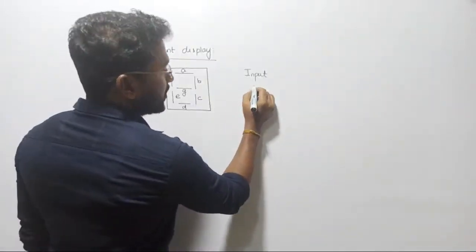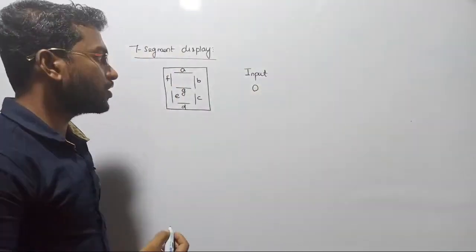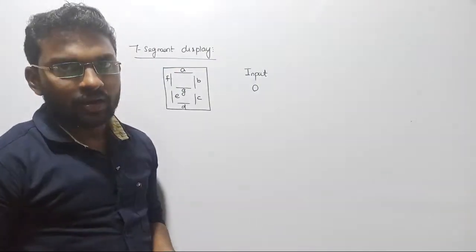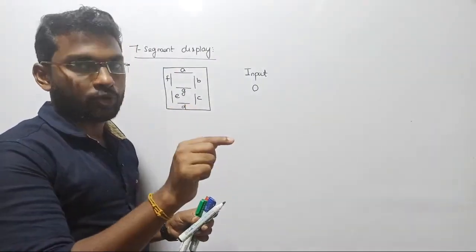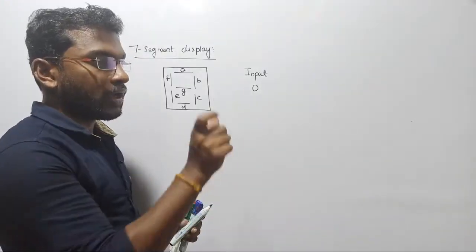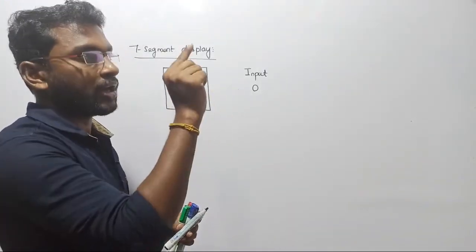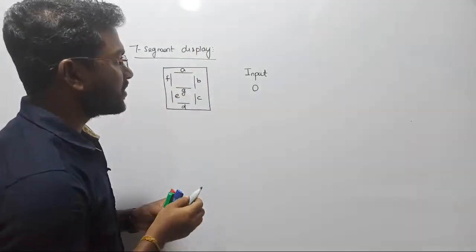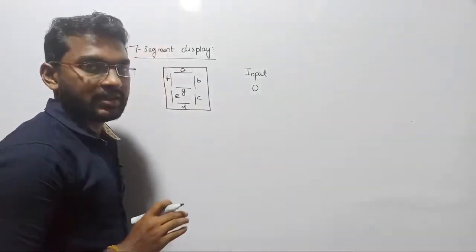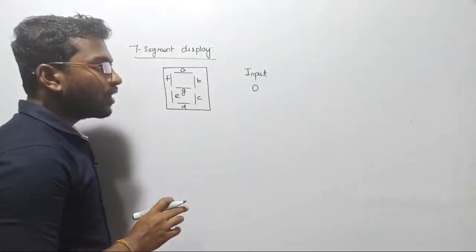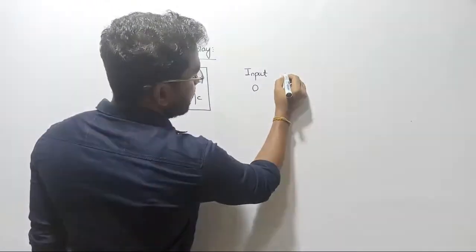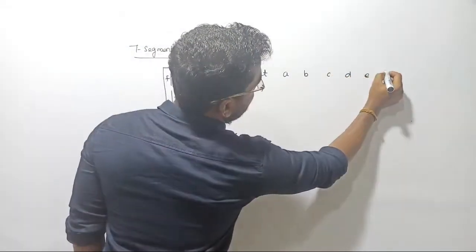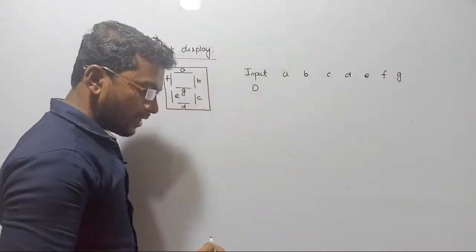On the input side, I'm entering 0 in decimal. I'm entering 0, so what happens in the display? You can take your calculator and check it. You push button 0, and what happens? The 7-segment display will work automatically and generate 0, and you can see that is going to be your output. So when I put input as 0, the 7-segment display will work. Let us consider all these segments: A, B, C, D, E, F, G. We have to consider 7 segments.